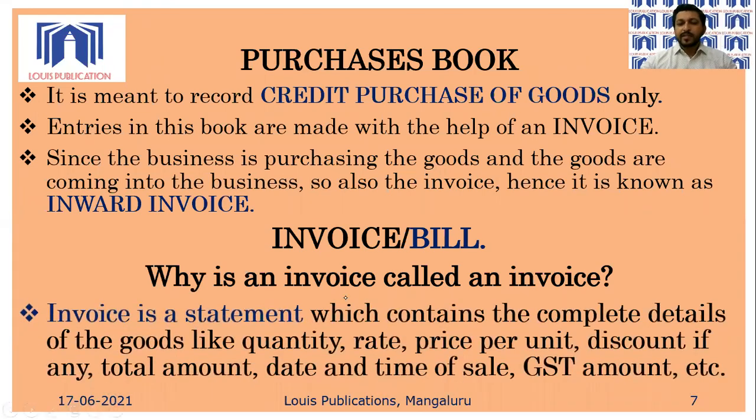What does it contain? See, an invoice is a statement. It will contain complete details of your dealings with the businessman. What are the details? Information relating to goods, like how much quantity of goods you have purchased. What is the rate per unit, the price per unit. If the business is offering any kind of discount, the total amount that is due, then the date and time of sale. Date and time of sale has become very important after the GST law has come into being. Then the GST amount. All these points will be shown in that statement called an invoice.